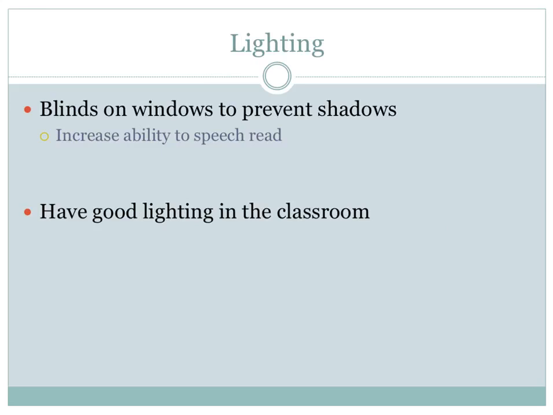So with lighting, you want to make sure there are blinds on the windows to prevent shadows. This could be on the teacher's mouth, on the students' mouths, or anything like that. So it will increase the ability to speech read. And also just having good lighting in the classroom as a whole. That way it's not too dark or anything.